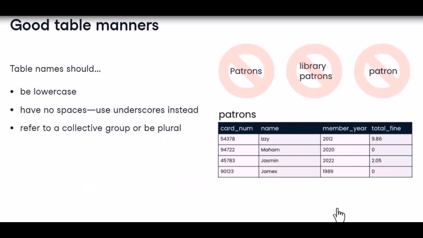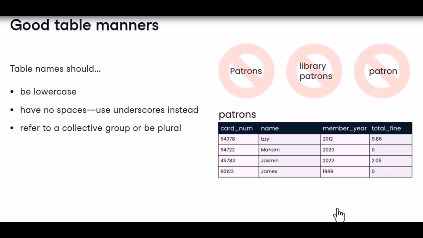Let's talk about good table manners. Let's start with the title of the table itself, or what we call the table name. It should be lowercase and it should be one word, meaning it should not involve spaces. Instead of spaces, we can use an underscore, and it can be in plural form. Table names, not column names, not row titles. So ideally, a table name refers to a collective group, let's say inventory, but it's also okay for a table to have a plural name such as products.